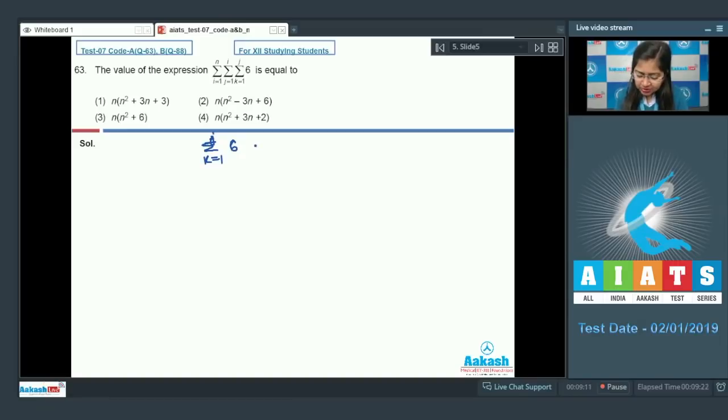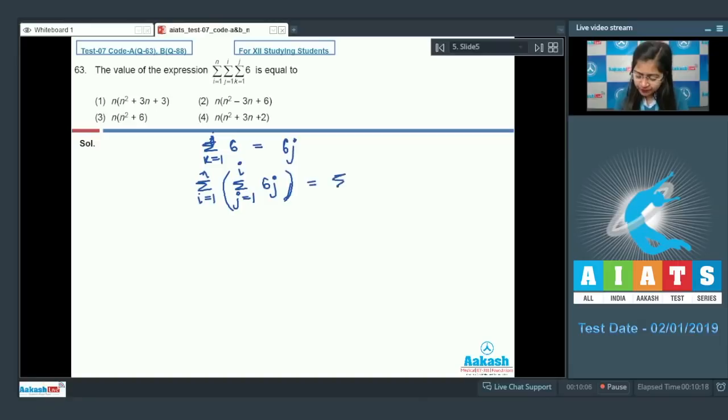Now this can be written equal to, 6 can be taken out, it is equal to summation of k going from 1 to j. Now there is no term of k here, so summation will be like, taking 6 common, we will add 1 j times, so it will be equal to 6j, right? Now next is summation i going from 1 to n, summation j going from 1 to i, 6j, right? So we have to do summation of this first.